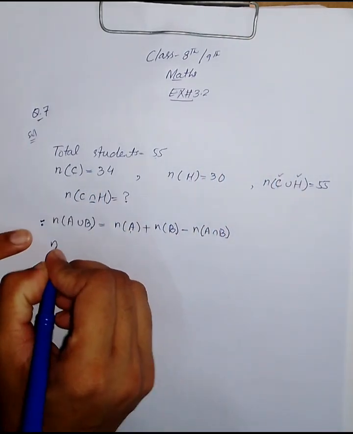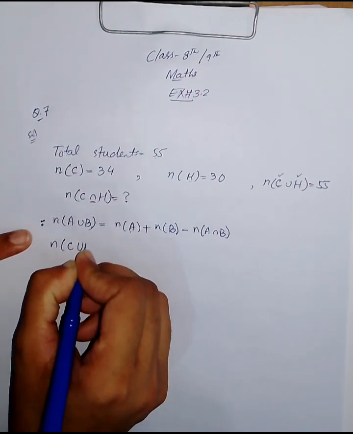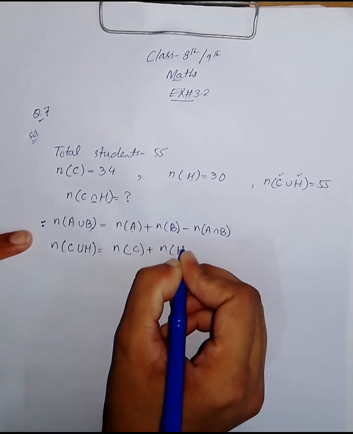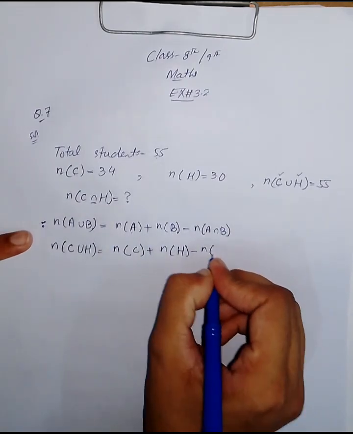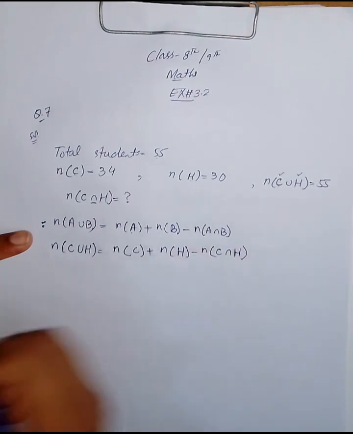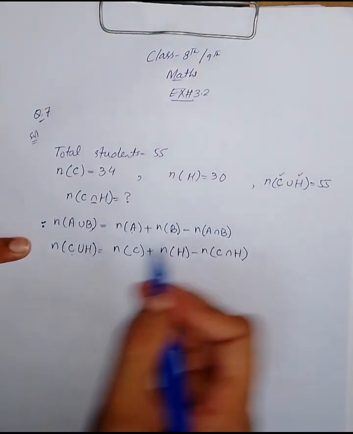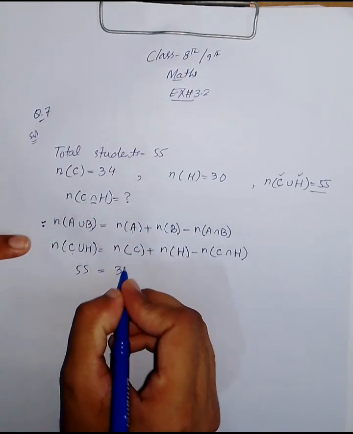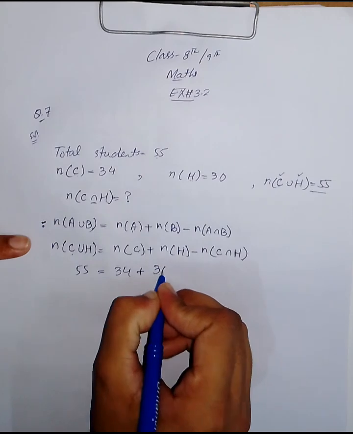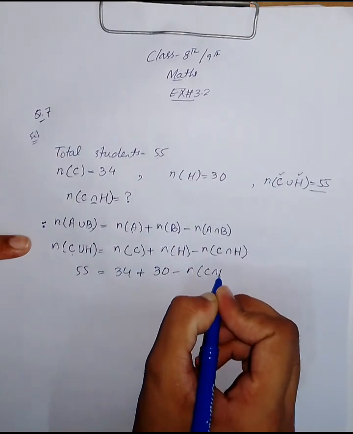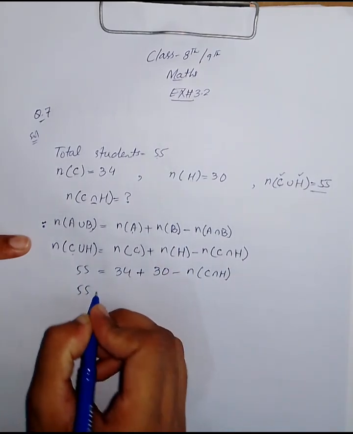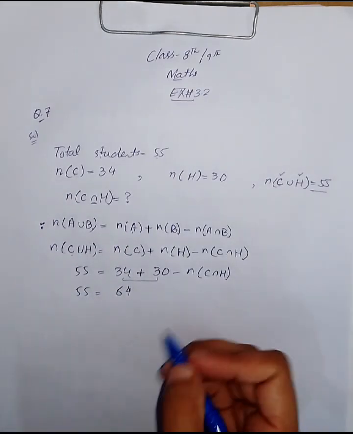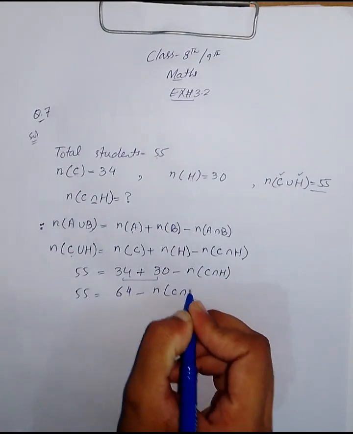It becomes: number of elements in C union H equals number of elements in C plus number of elements in H minus number of elements in C intersection H. Now replace the given data. C union H equals 55, number of elements in C is 34, number of elements in H is 30, and this one we have to find, this is the answer. So 55 equals 34 plus 30, which is 64, minus N of C intersection H.